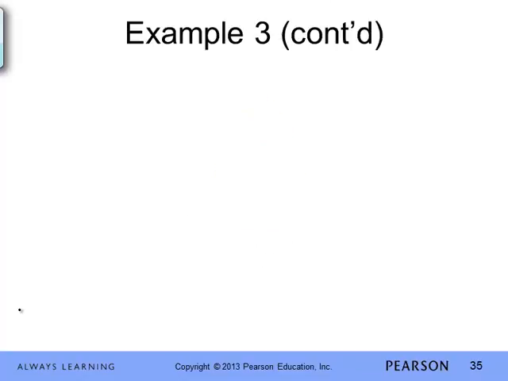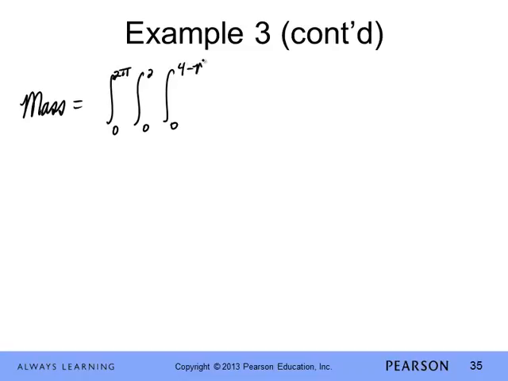So let's go ahead and do that calculation here. It's not too bad. So that mass, 0 to 2 pi, 0 to 2, 0 to 4 minus r squared, 5 minus z, dz dr, which I'm going to write r dz dr d theta. So bring that r out so we don't forget about it. Bring that r out from here to be with the rest of the integrand.